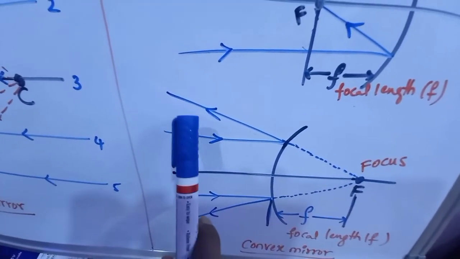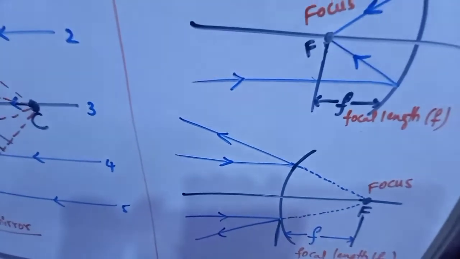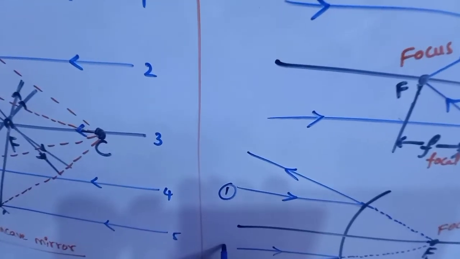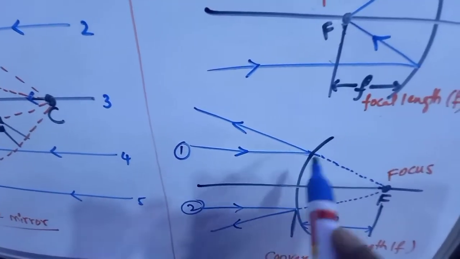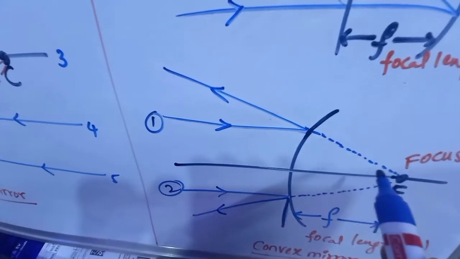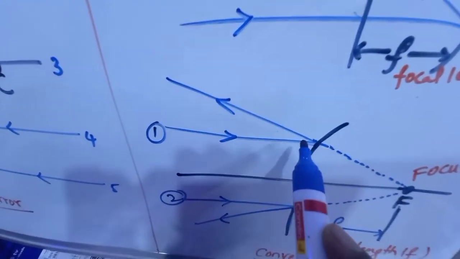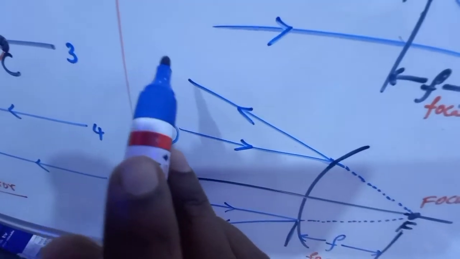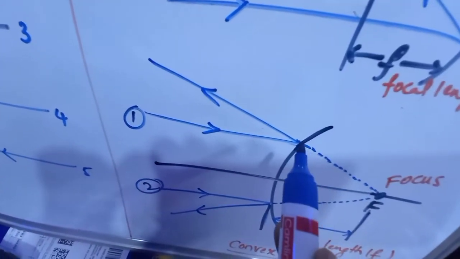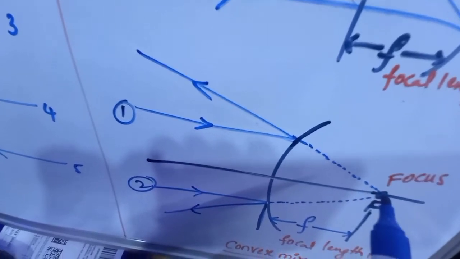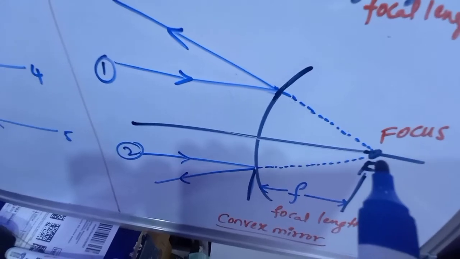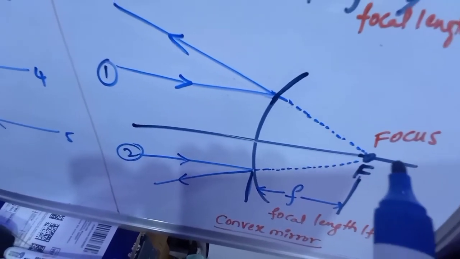See, this is the principal axis, and this is incident ray number 1. This is incident ray number 2. The two incident rays are coming parallel to the principal axis, and when they touch the surface of the convex mirror, immediately they will be reflecting back. But these reflected rays appear to come from a particular point on the principal axis behind the mirror. The parallel rays appear to diverge after reflection.